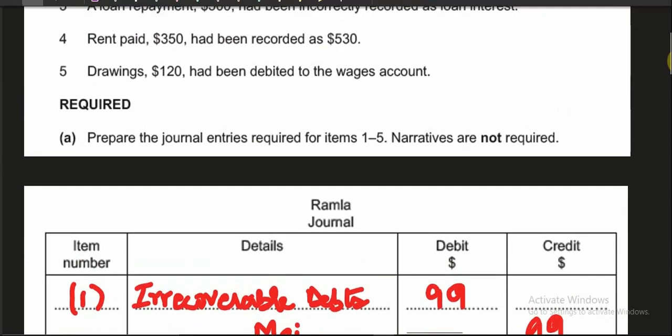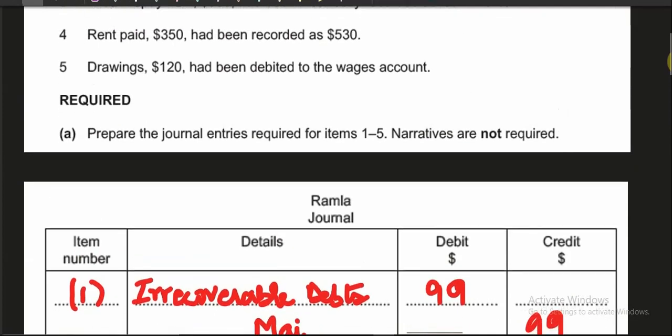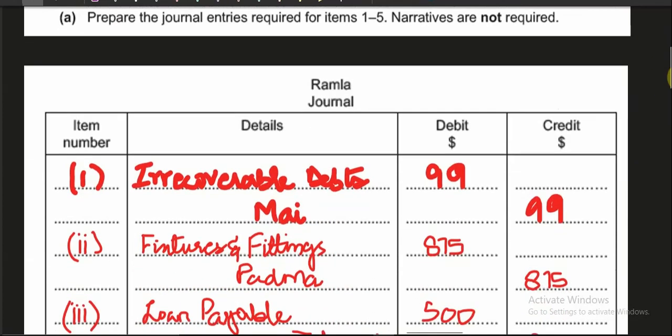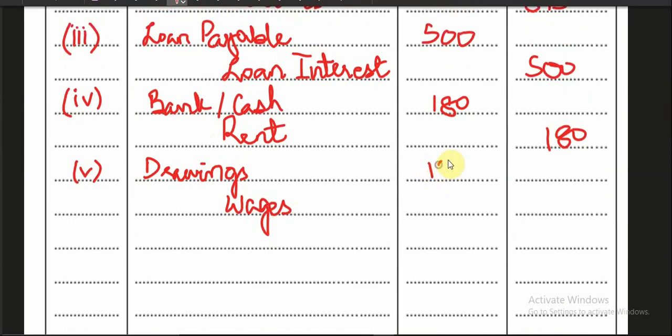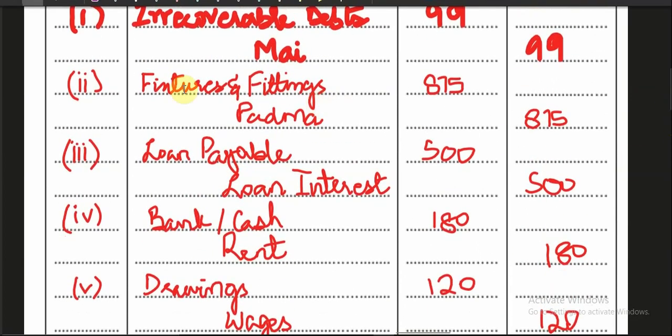it is drawings of 120 has been debited to the wages account. So accidentally what we have done is that we have debited the wages account with our drawings. So we need to credit the wages account and debit our drawings account to rectify this error. So the drawings account would be debited, whereas our wages account would be credited by 120. So this would be part A of question number 2, and we'll move on to part B.